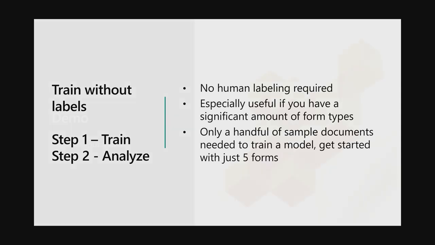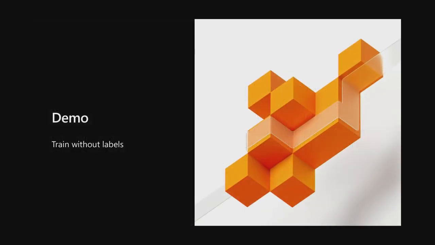So let's start with a demo. You should first start with the unsupervised approach. So you bring the 5 sample forms. No human labeling work is needed. You run the train, you run the analyze API, and you see if your data is extracted. So let's see how it works.